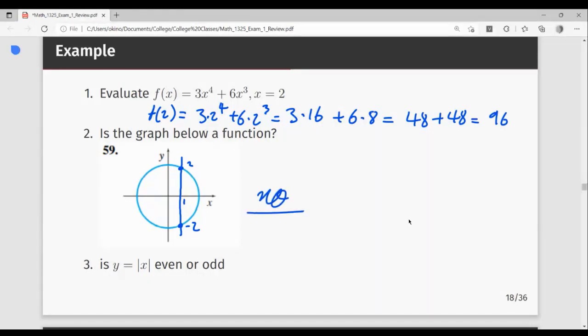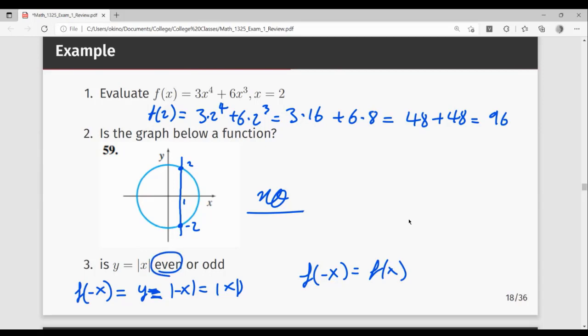No. Now lastly, y is equal to the absolute value of x. Is that even or odd, right? Well, one way to check is, let's just check what f of negative x is equal to, right? f of negative x, so we have y is equal to the absolute value of negative x, and that's just x. Well, that's the definition of an even function, because f of negative x is equal to f of x. So this is even.